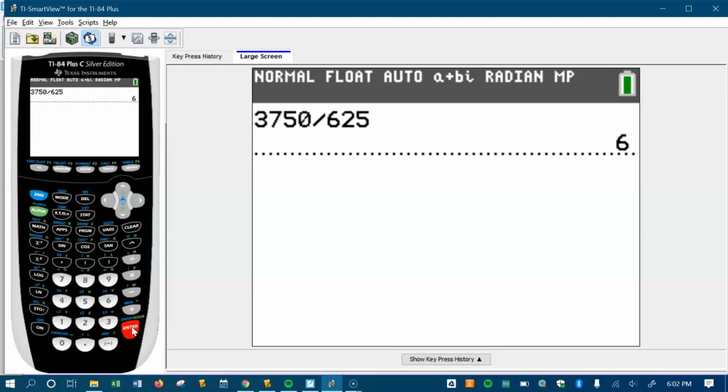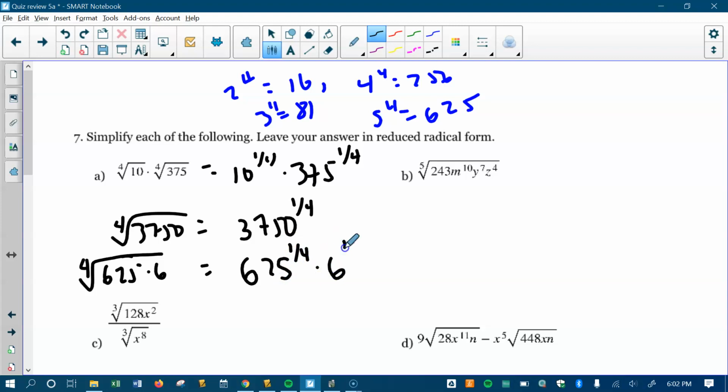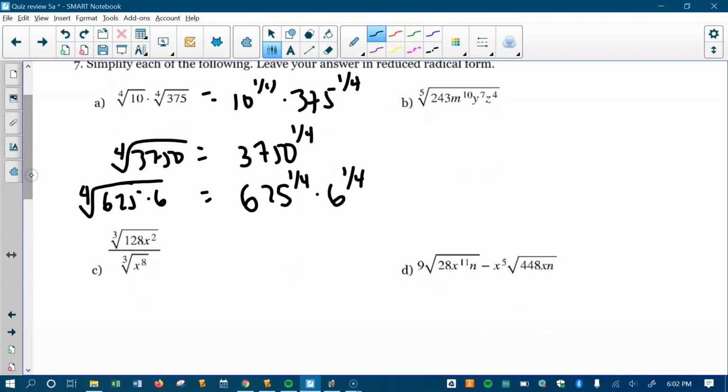Wow, that was luck. Okay, so I found out that we have 6. We can actually do the 4th root of 625 times 6 gets you 3,750. Or what I did in my class was we broke this 3,750 into 2 numbers, 625 to the 1/4 times 6 to the 1/4. Either way would be fine. I'm showing you both ways because maybe your class did a different way.